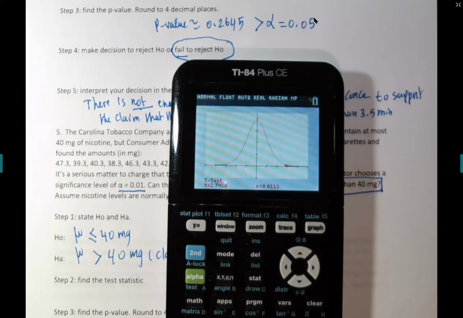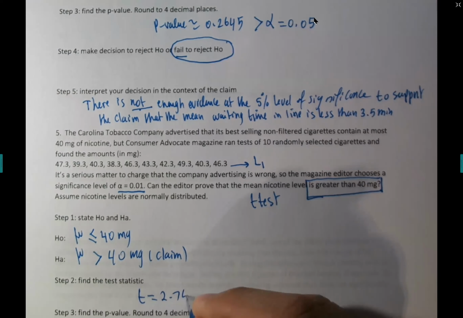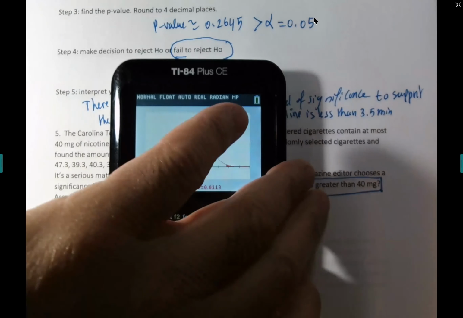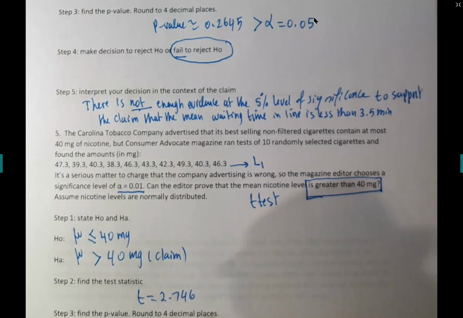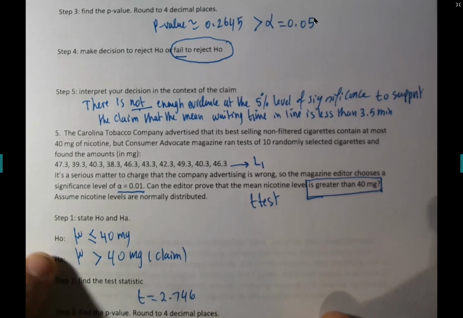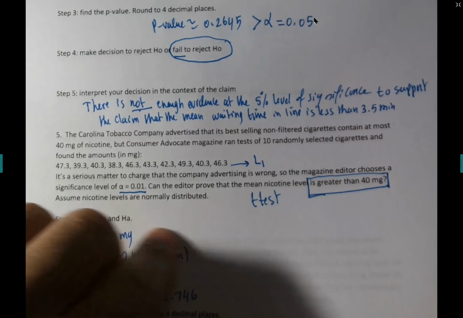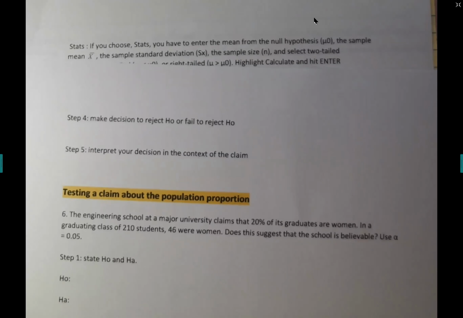Oh, not much p-value. Let's see. So T is 2.746. And the p-value is 0.0113. Okay. And alpha, guys, is 1%. Let's go to the next page. I will PDF those notes and email them to you later today.